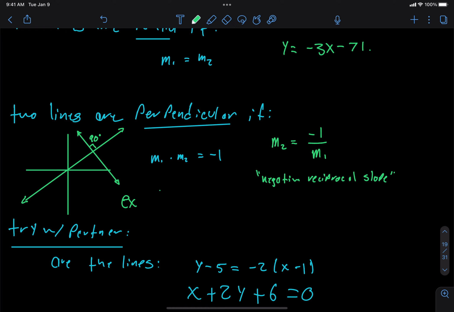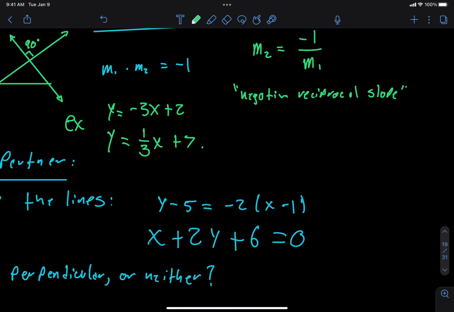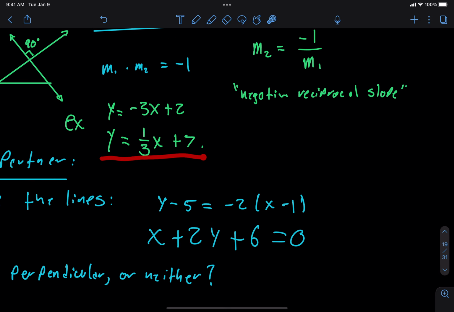So for example, we could have y equals -3x plus 2, and then y equals, well, what do I need to do? I need to take -1 and divide it by -3, right? If I do that, I get 1 over 3. And then, I don't know, plus 7. So here is an example of a line which is perpendicular to the first one.